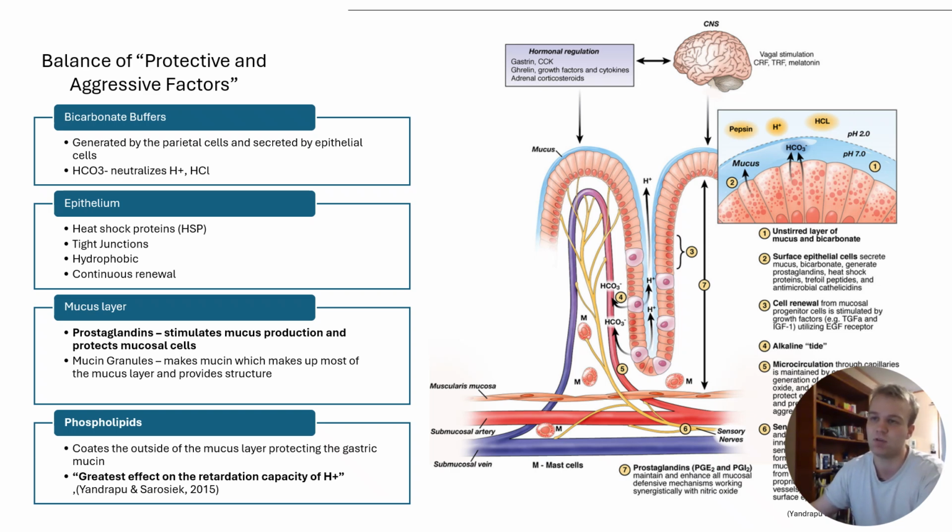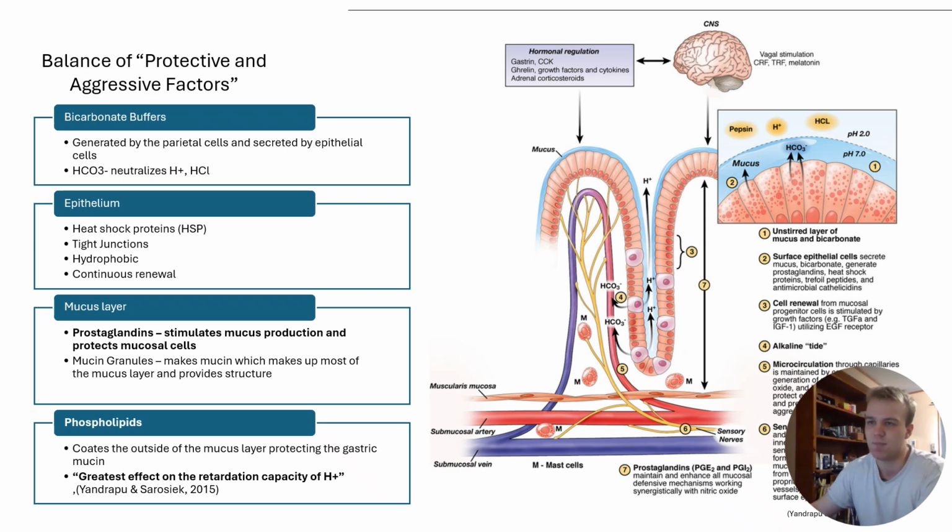It is able to produce heat shock proteins, which help the cells survive in higher temperatures and acidic conditions. They have tight junctions, so acid can't quite break through them. They are hydrophobic, which repels acid as well, and they continuously renew themselves, so they are always being replaced.